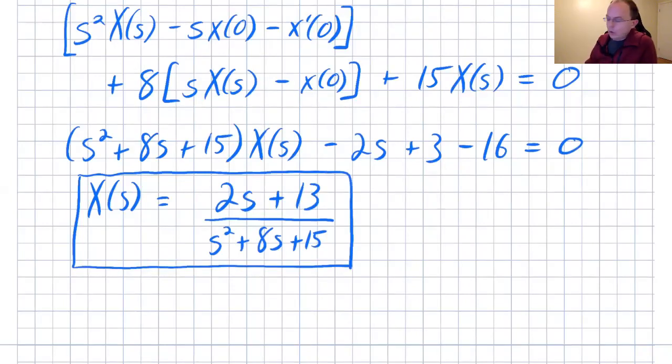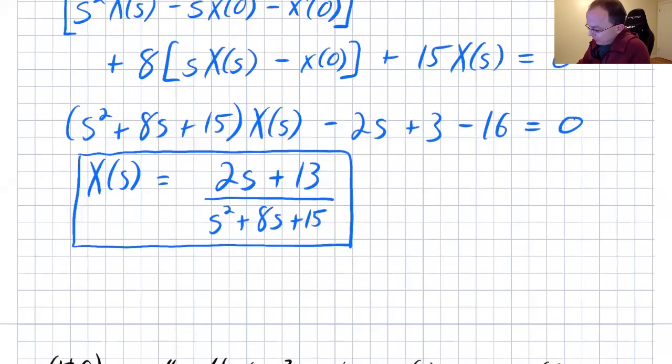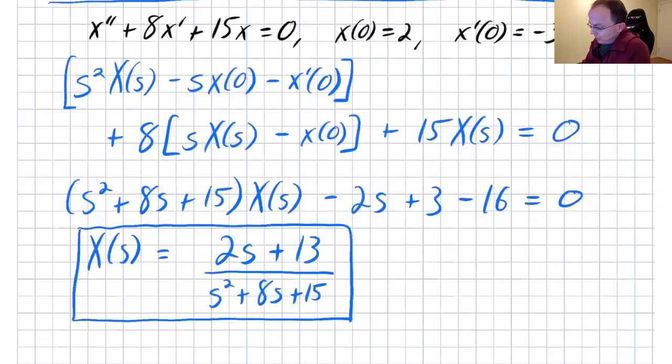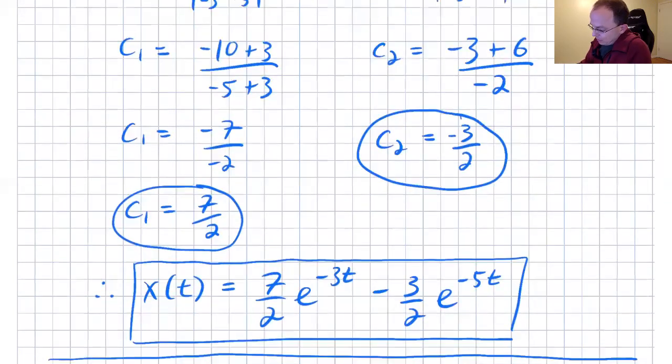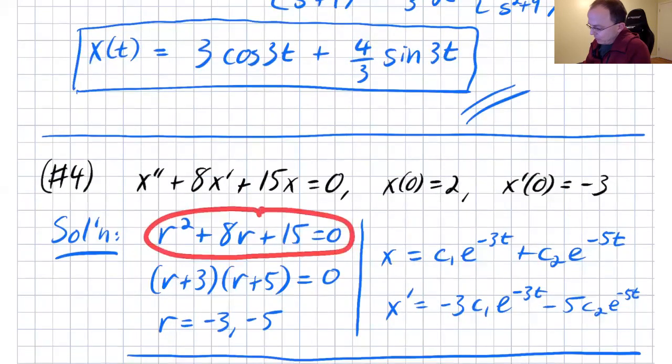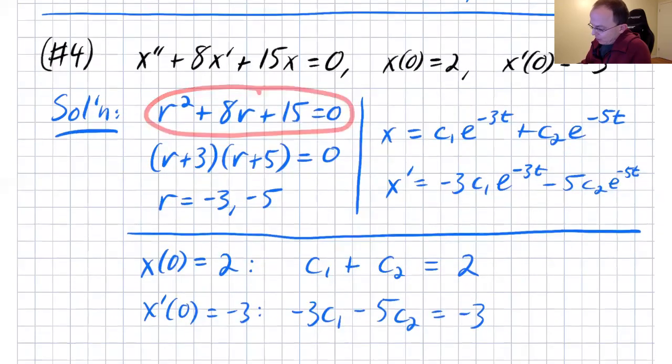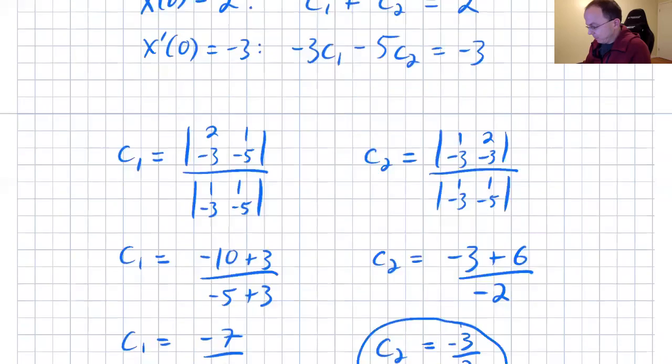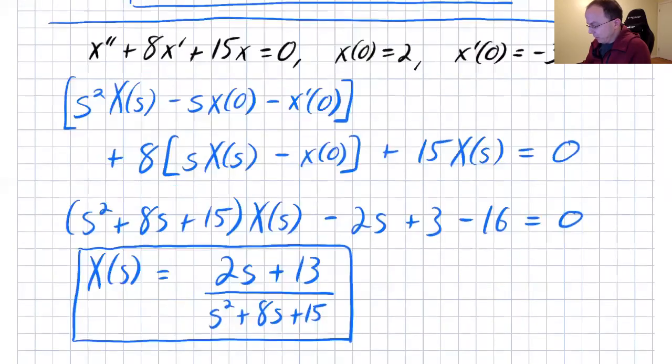Okay, now we need to do the inverse Laplace transform. And to do that, we need to break this expression up into pieces that we know how to invert. If you're paying attention, you'll notice that this numerator here is precisely this characteristic equation here. And that's not a coincidence. That's always going to be the case. So we're getting the characteristic polynomial down here in the denominator.